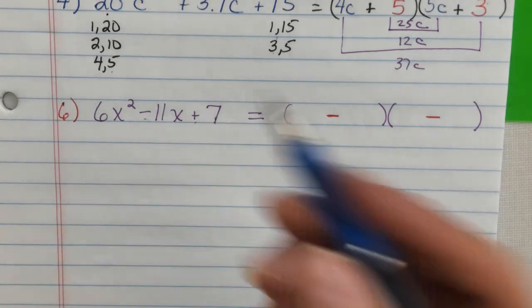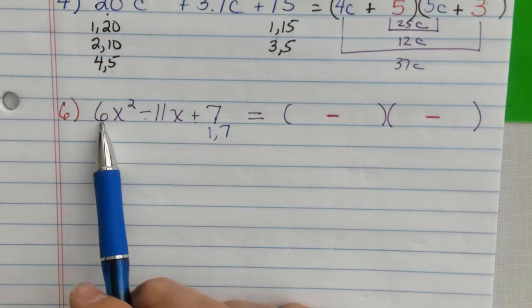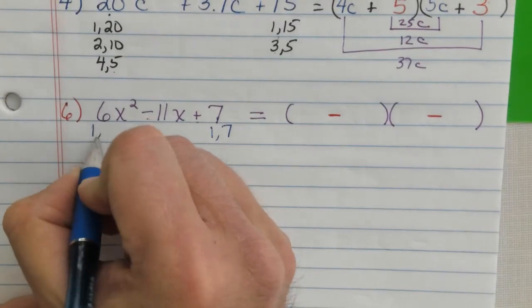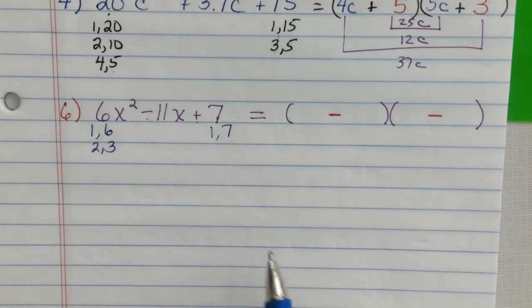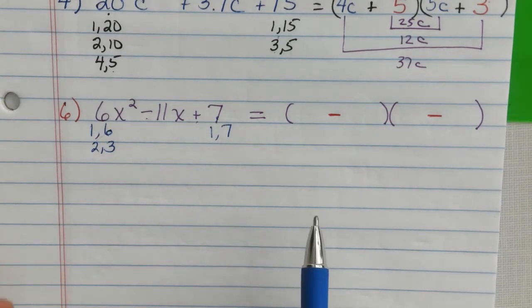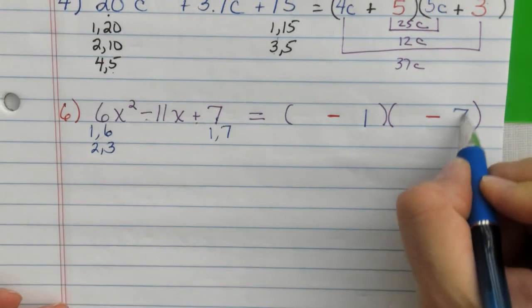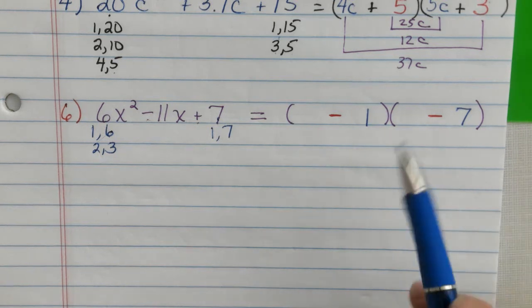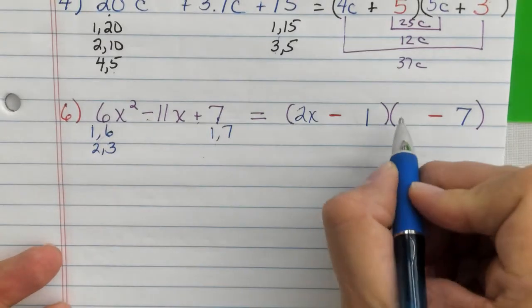Well, not a lot of numbers multiply together to give us 7, other than 1 times 7. And for 6, how about 1 times 6 and 2 times 3? Well, I think I'm going to put the 1 here and the 7 there. Why did I fill those in first? Well, that's the only thing that you could have. There's not another possibility. I'll try 2x and 3x here.